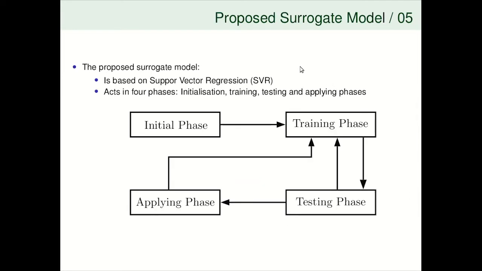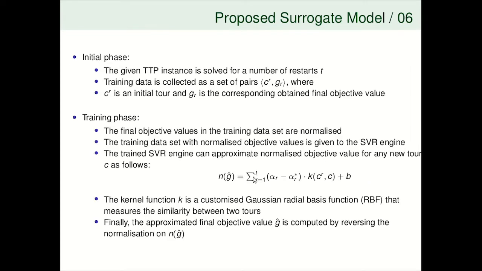The proposed surrogate model is based on support vector regression, and it acts in four phases including initialization, training, testing, and applying phases. This figure shows these four phases with potential transitions between them. In the initial phase, the given TTP instance is solved for a number of restarts to generate the initial training dataset. Then in the training phase, the final objective values in the training dataset are min-max normalized. Then the training dataset with normalized objective values is given to the SVR engine for training.